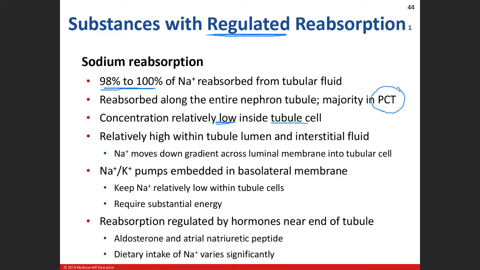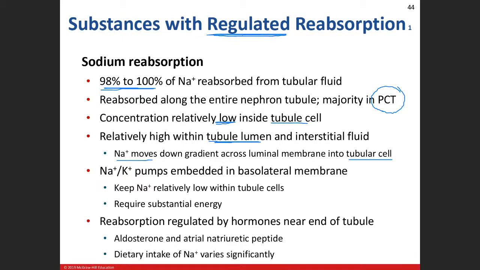So where does it want to go? It wants to go inside the cell. We just need to give it a means to get in there. We have to somehow get it across. So we'll see the difference here with the tubule lumen: sodium is going to move across the tubule membrane, the luminal membrane, and it's going to enter into the tubular cell, moving down its concentration gradient.